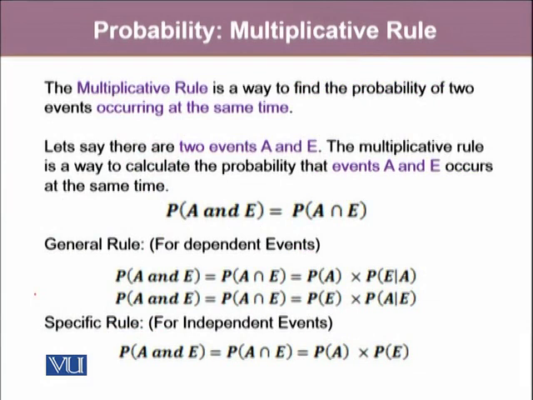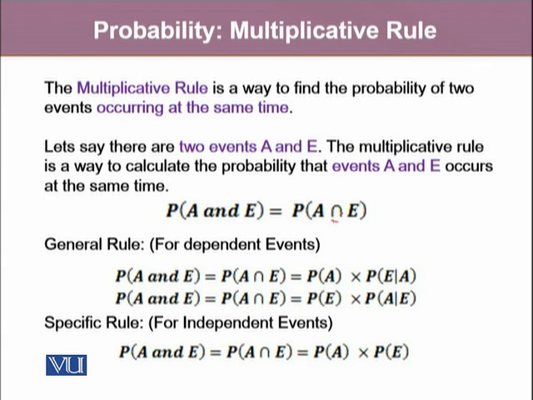So we use the multiplicative rule to calculate the probabilities of two events which are occurring at the same time. Let's say there are two events, A and E, and we already know the definitions of A and E. The multiplicative rule is a way to calculate the probability that the events A and E both occur at the same time. Therefore, it talks about the joint occurrence of two events. And since we already know that the AND operator is the intersection operator, the probability for the joint occurrence of the events A and E will be given as probability of A intersection E.